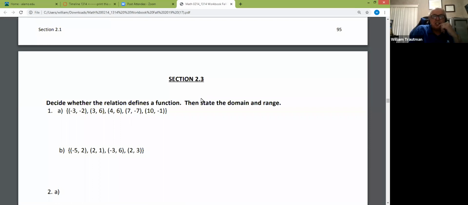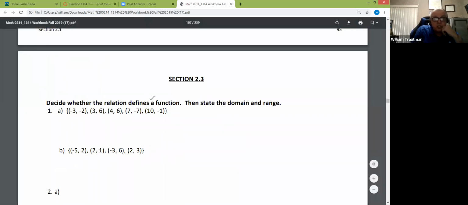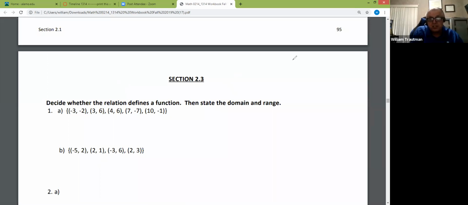All right. So section 2.3, we want to determine whether this is a function or not. This is like deja vu for some of you. The other ones have just woke up. They're saying, wow, this is new.